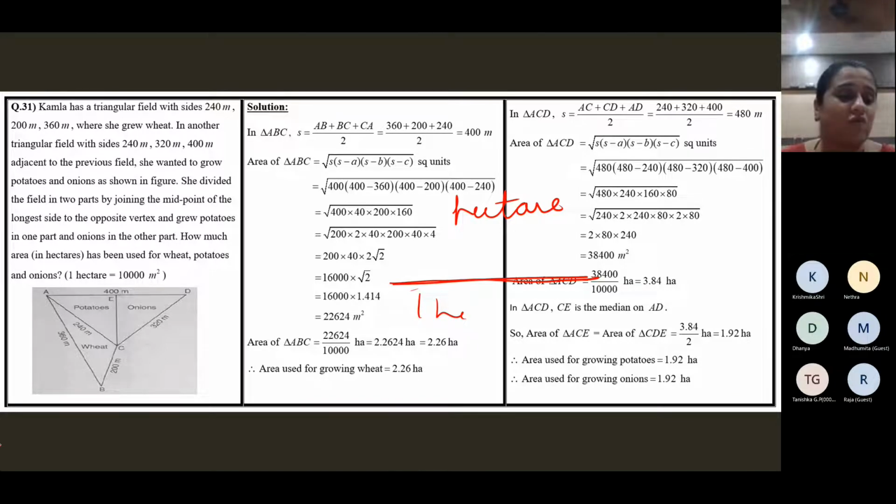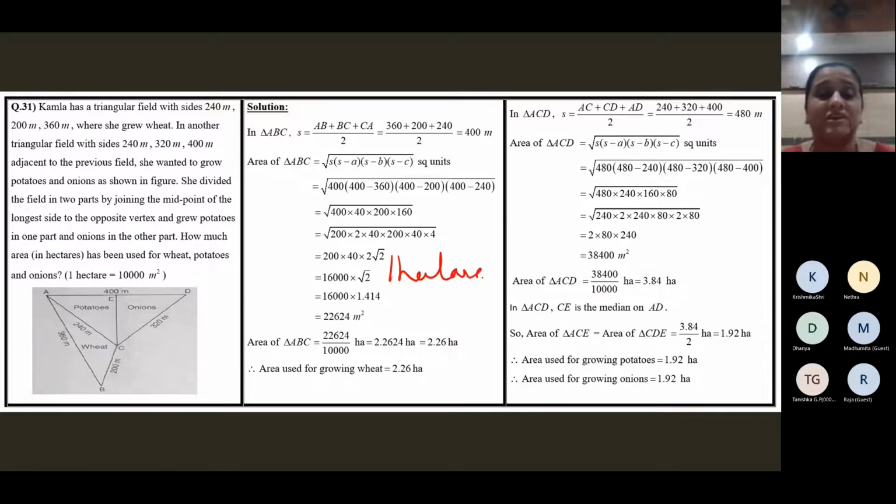An area of 1 hectare is equal to 10,000 meters square. If a farmer tells you that he has 1 hectare of land, that means he has a land which measures 10,000 meters square. You can imagine how much 10,000 meters square is.